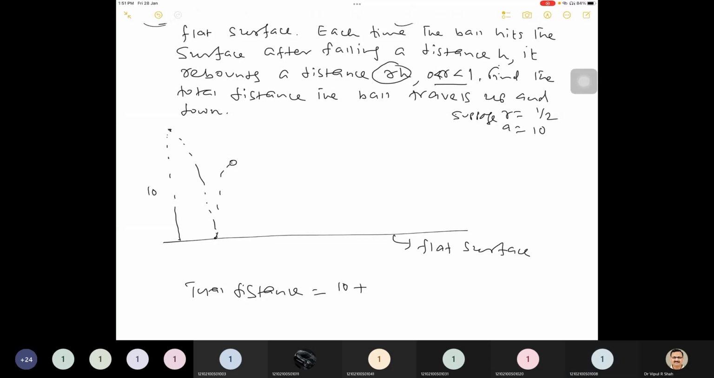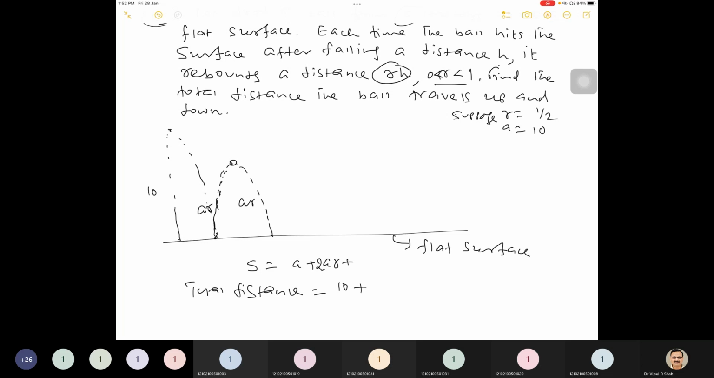Yes. Okay. So in our case the total sum is first a, which is 10, plus ar. Understood? Now what is this distance? ar. Now again from here it comes down, so this distance is ar again, yes or no? Yes, sir. So 2ar. Very good. So that is 2ar.